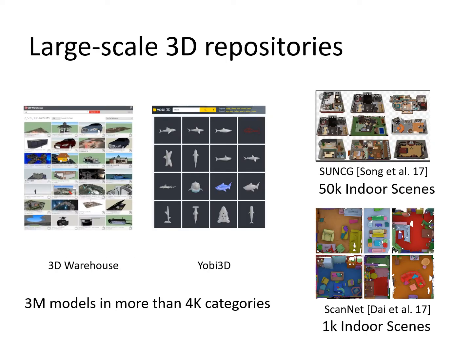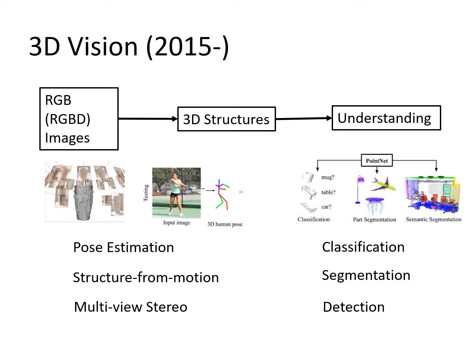Thanks to the availability of big data for both 3D models like 3D Warehouse and UB3D, and 3D things such as SunCG and ScanNet, the field of 3D vision has undergone various shifts of research focus. For example, from 3D reconstruction towards using 3D data as a modality for visual understanding. Core problems include classification, segmentation, and object detection.